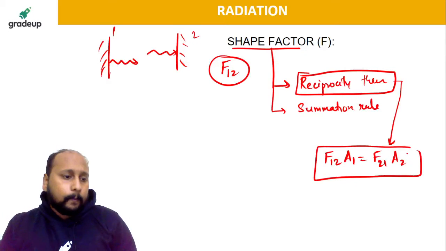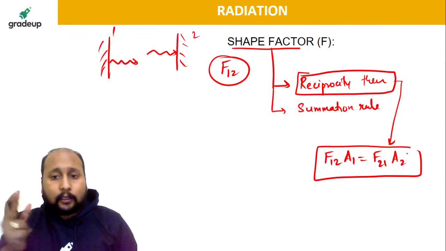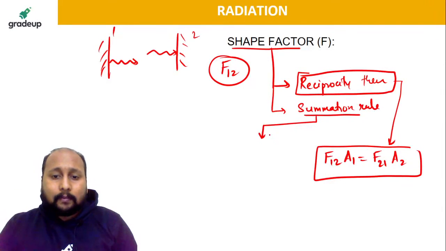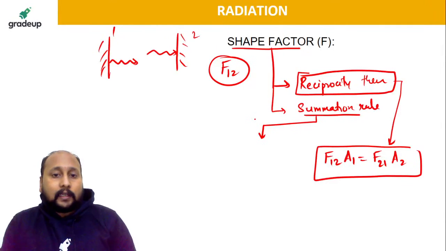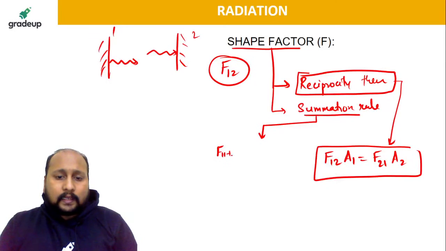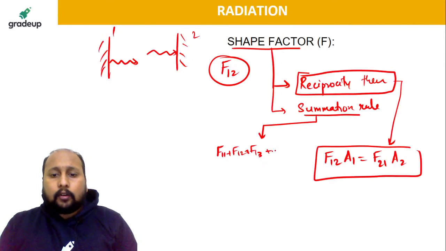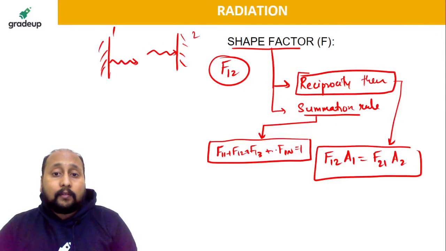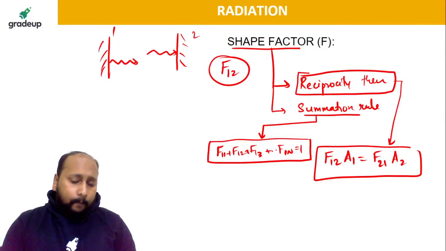Very important. This is only applicable between the two surfaces. But the summation rule is applied on multiple surfaces. Let us suppose I have n surfaces. So we can directly say F11 plus F12 plus F13 till F1n will be equal to 1. These two rules, these two theorems, you have to apply whenever you are dealing with any question coming from the shape factor.